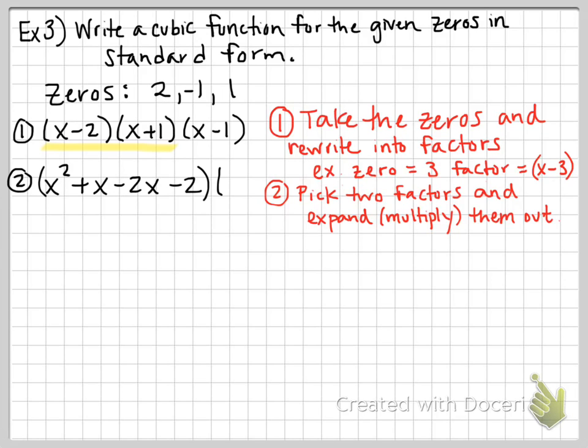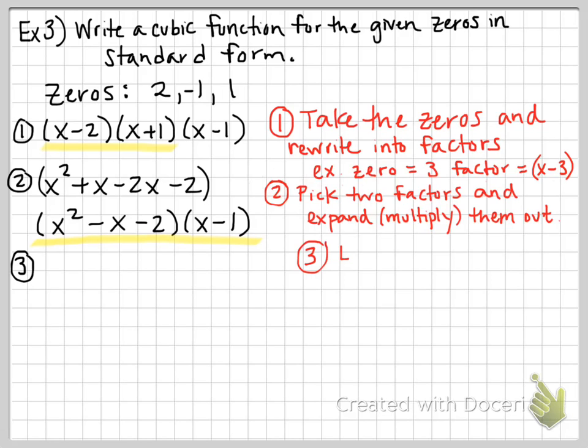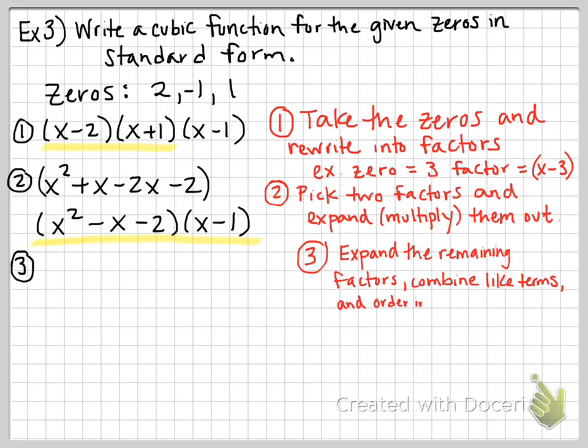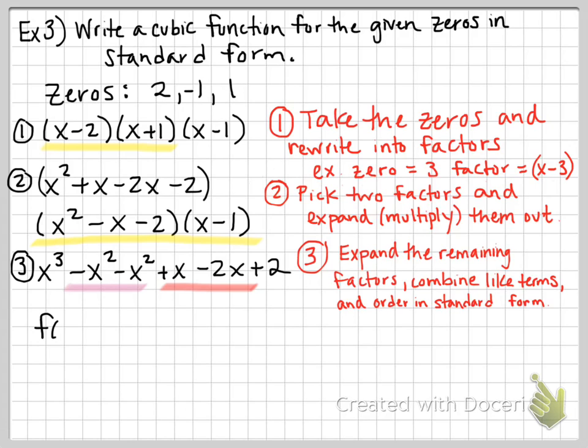Okay, so right there is the first two, x minus 2 and x plus 1, multiplied out. So I multiplied it out, and then I combined like terms, and then I'm left with these two polynomials. I'm going to multiply them out again, and then I'm going to combine like terms and rewrite it into standard form. So I'll show you the steps here: multiply it out, combine like terms, and reorder in standard form. And that would be my final polynomial answer.